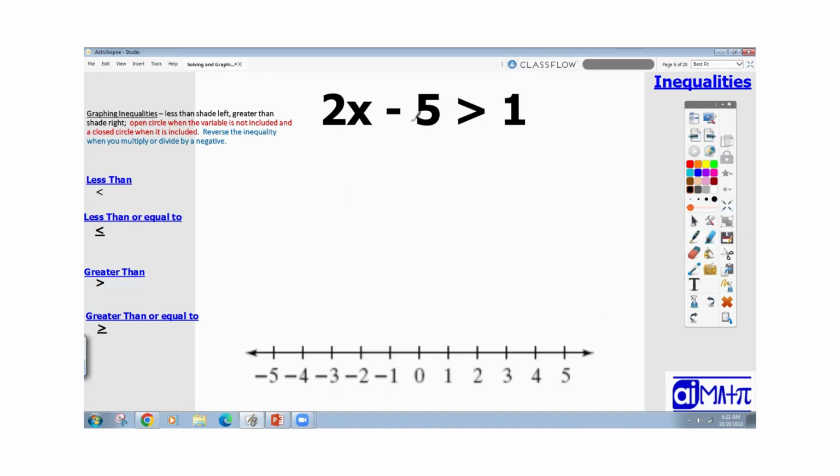Next problem says 2x minus 5 is greater than positive 1. And the opposite of minus 5 here is plus 5.